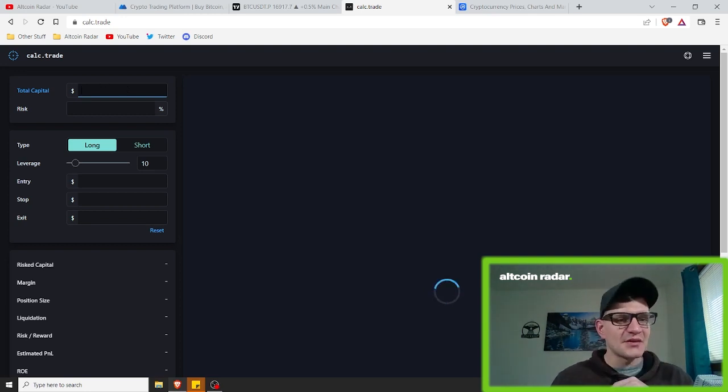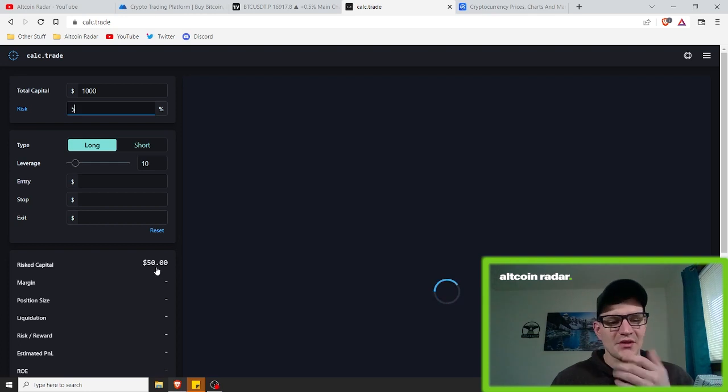You come to calc.trade, or if you can do math in your head, you can just use that as well. If you have $1,000, you just put $1,000 here in total capital, and you put risk at 5%, and it tells you right here how much you should be trading with in each trade, which would be roughly $50, okay? Realistically, that's pretty much how it works. It's literally that simple.